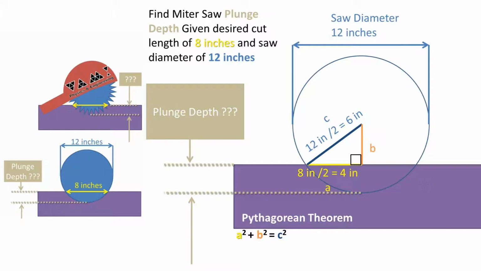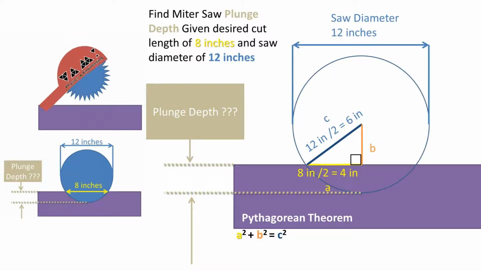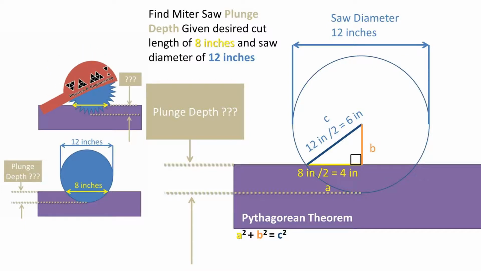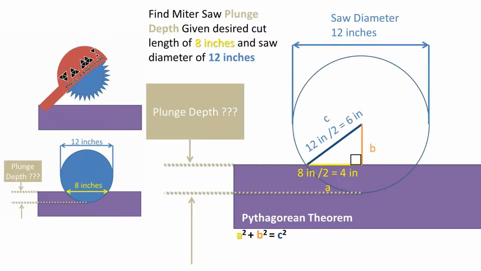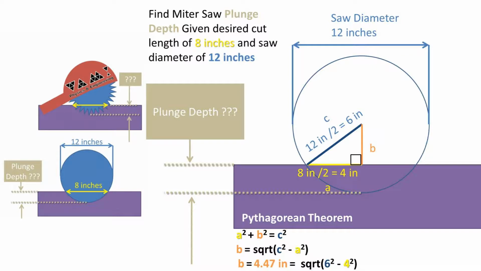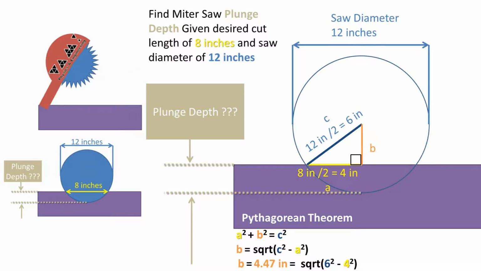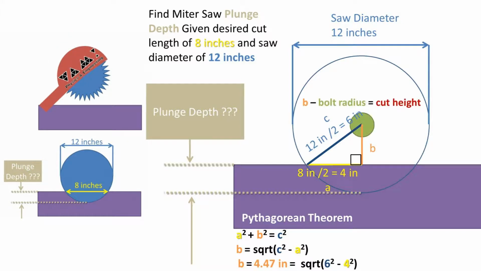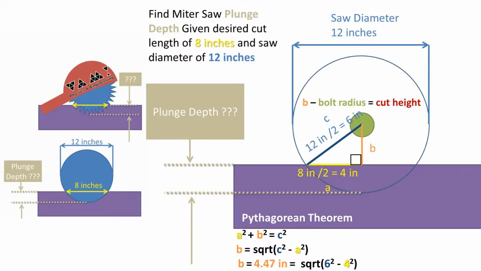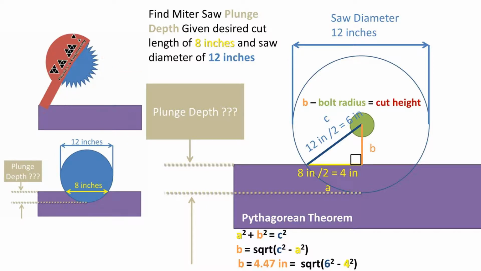Next we can use the Pythagorean theorem to solve for our B-side length, which is the distance from the table surface to the center of the saw when fully plunged. The Pythagorean theorem is a squared plus b squared equals c squared. Rearranging to get the B-side length to one side and plugging in our numbers, we get a B length of 4.47 inches. This means that we can cut material that is 4.47 inches minus the bolt holding the saw in place radius tall, and that is 8 inches wide.